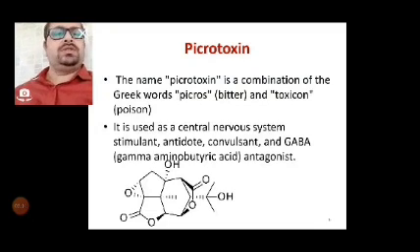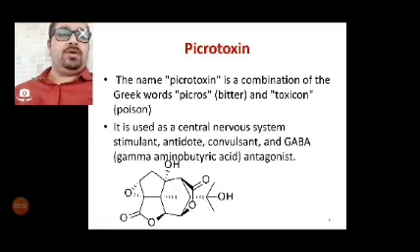The name picrotoxin is the combination of two words. One is picros and second is toxicon. Picros is a Greek word meaning bitter, and toxicon means poison. So it's a bitter poison. It's called as a picrotoxin. But nowadays it's not toxic, and the use is very safe. Traditionally it is used as a toxin. That's why its name is given as a picrotoxin. That is a bitter poison.